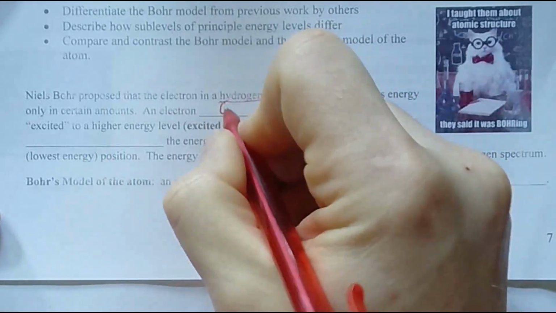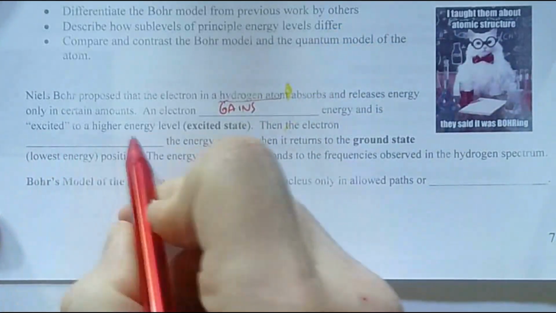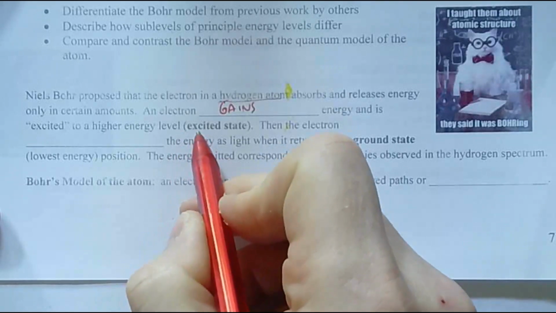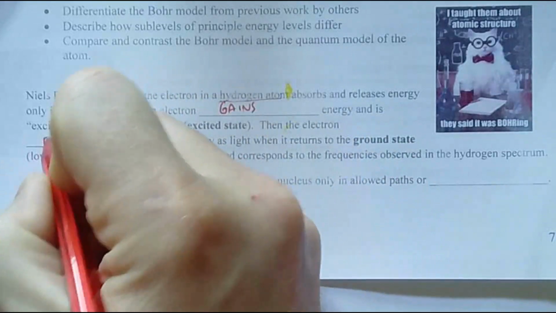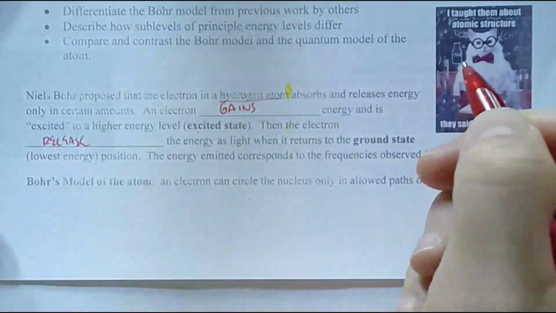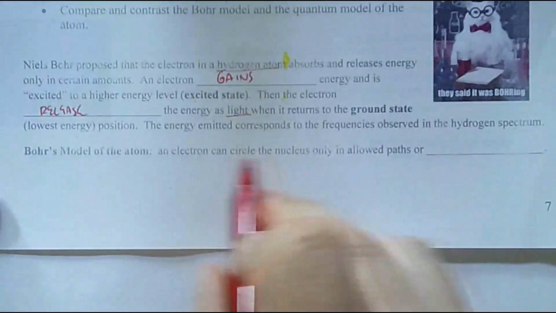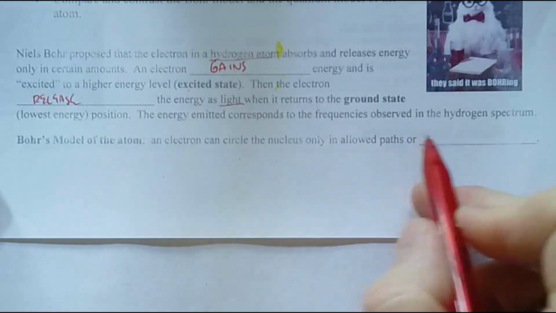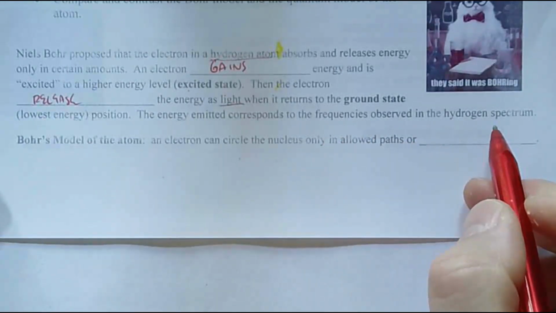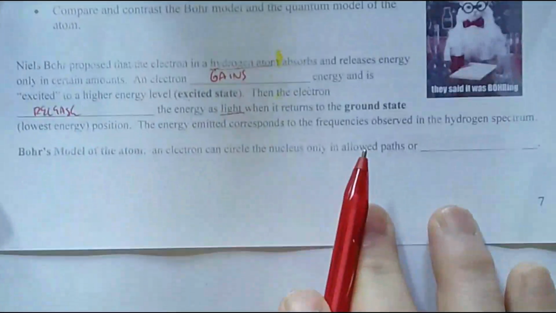So an electron can gain energy and get excited to a higher energy level, called an excited state, and then the electron can release the energy as light when it returns to the ground state. And the energy emitted corresponds to the frequency observed in the hydrogen-specific spectrum. And that's what we were talking about a little bit above, the line spectra of elements and the unique spectrum that each element possesses.